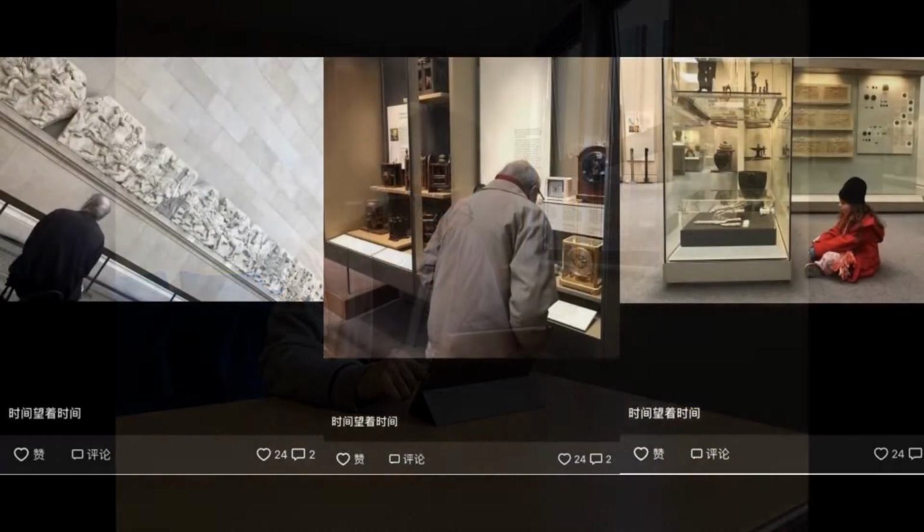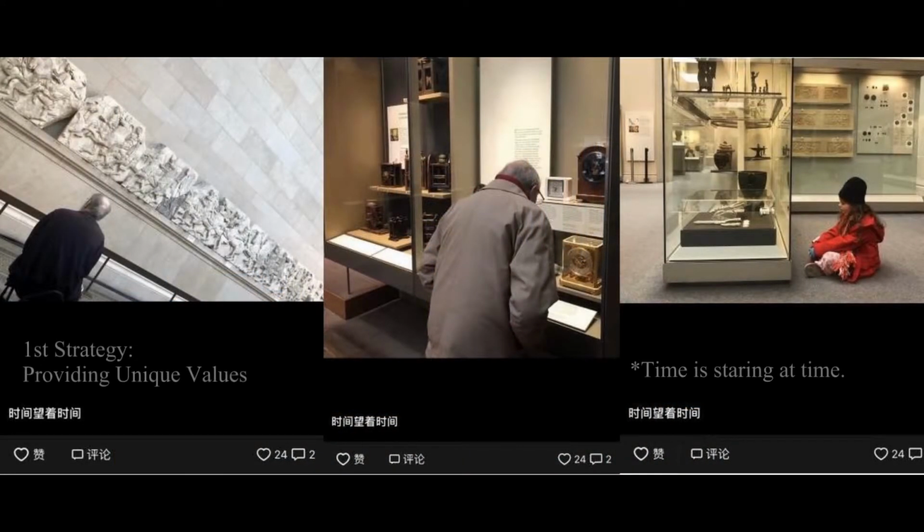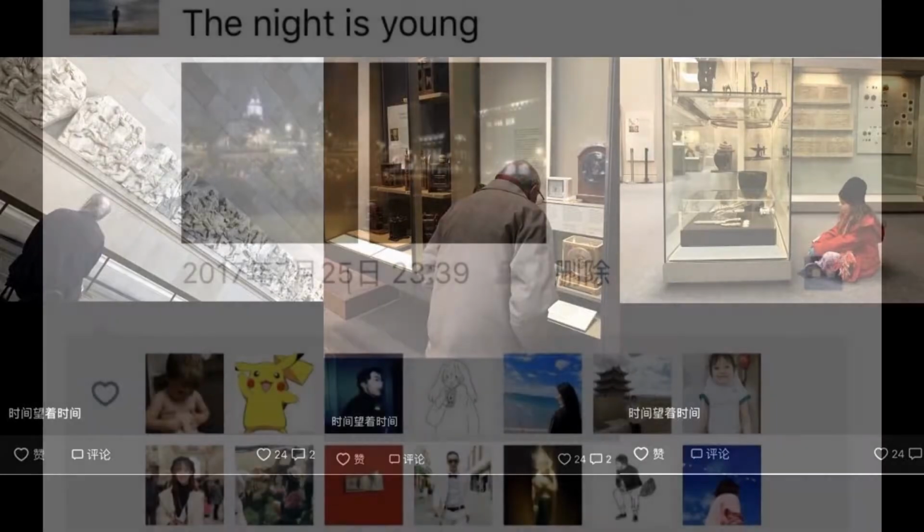First strategy, providing unique value. For private accounts on WeChat, contents are generally limited to short sentences combined with pictures. The first priority for me is to show my audience inspiring content. This series of photos displays scenes of people at different ages being touched by historical remains. It was an educational and meaningful theme and built up my personal brand to some extent.